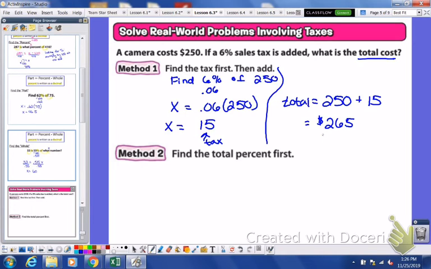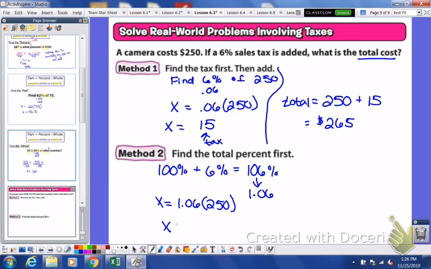Now method 2, we're going to find the total percent first. So if I took my 100% cost, that's my $250, plus my 6% tax, means that in total I will be paying 106%. Now if we divide that by 100 to go into our equation, my percent as a decimal would be 1.06. So we then go to the equation. We're still looking for a part. So x equals 1.06 times our whole, which is 250. Multiply that out, we get that x equals 1.06 times 250 is 265.